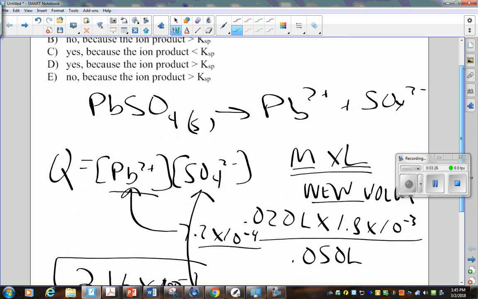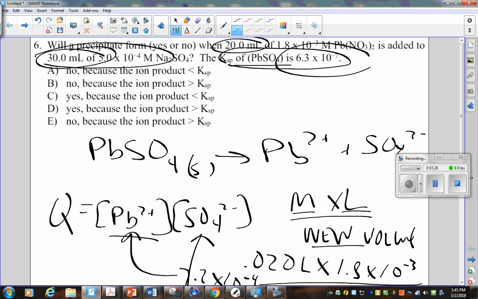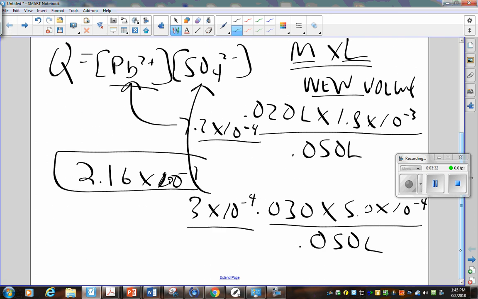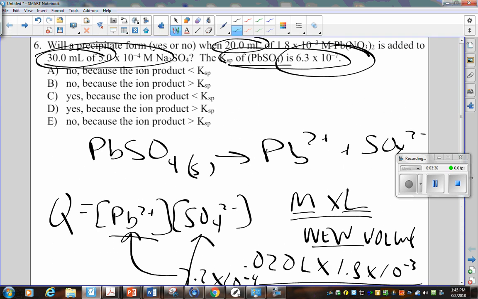When I look at the KSP value, it is 6.3 times 10 to the negative seventh. So since Q is less than K, that means no precipitate will form. So you would pick A. No precipitate is going to form because Q is smaller than KSP.